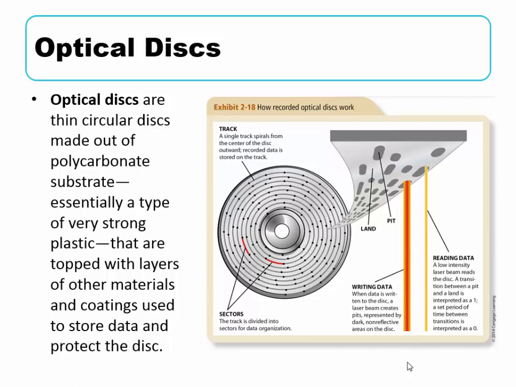Alright. Optical discs are thin circular discs made out of polycarbonate substrate, essentially a type of very strong plastic, that are topped with layers of other materials and coatings used to store data and protect the disc. Data on an optical disc is stored and read optically using laser beams. Data can be stored on one or both sides of the optical disc depending on the disc design, and some types of disc have multiple recording layers on each side of the disc to increase capacity.